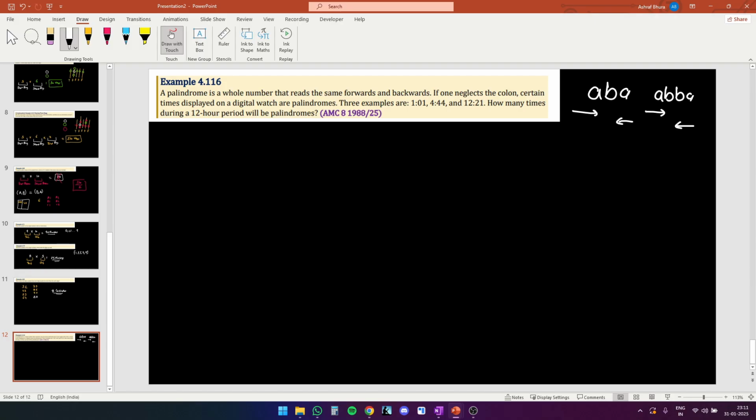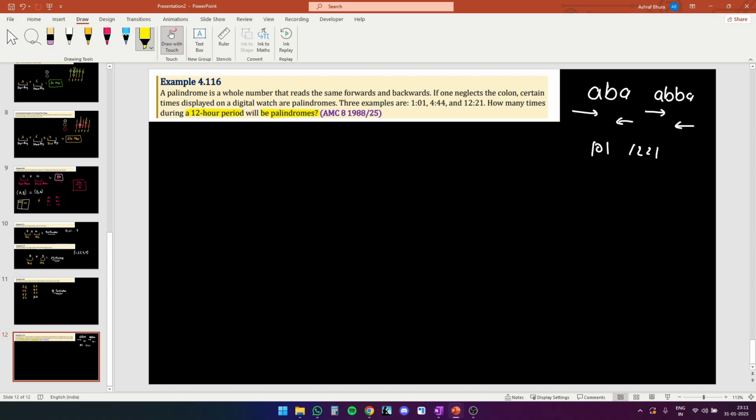Okay, a palindrome is a whole number that reads the same forwards and backwards. If one neglects the colon, certain times displayed on a digital watch are palindromes. Okay, that is correct. So for example, 101. If we ignore the colon, it becomes 101 or 1221. So how many times during the 12-hour period will there be palindromes? So we need to find it for a 12-hour period.